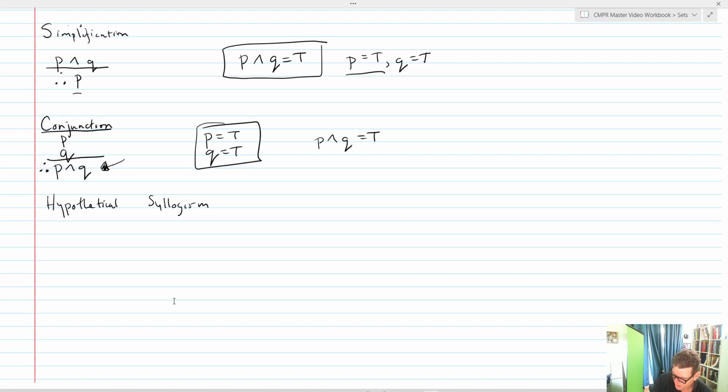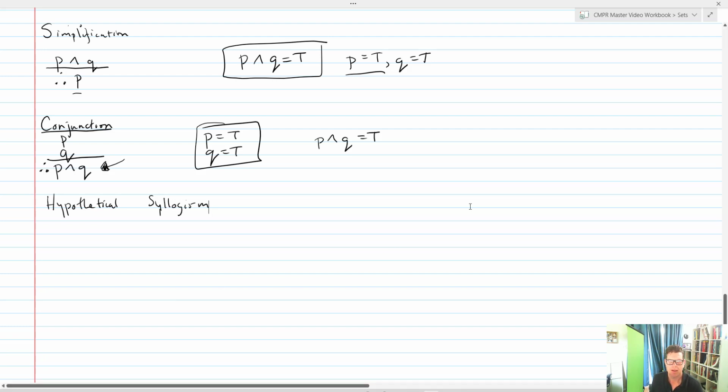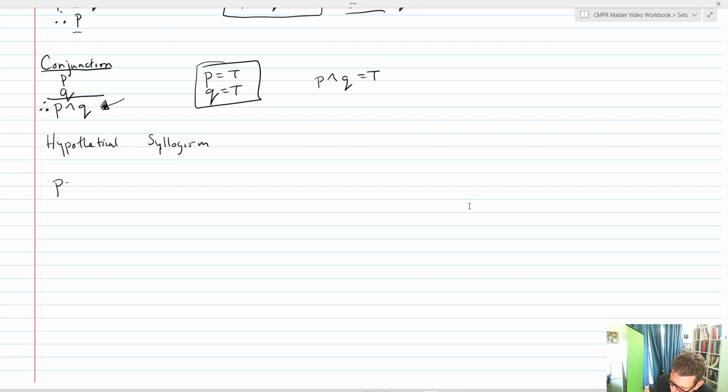In algebra, this is very similar to something that we might call the transitive property. So we've got P implies Q, Q implies R, therefore P implies R. Now let me show you, I'm going to write out a truth table in order to show hypothetical syllogism, and this is one of the ways that we can actually show logical validity as well.